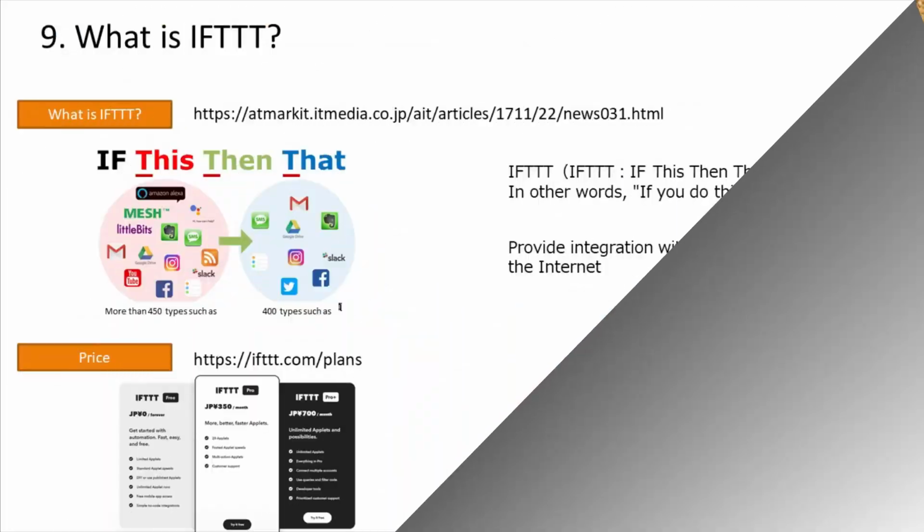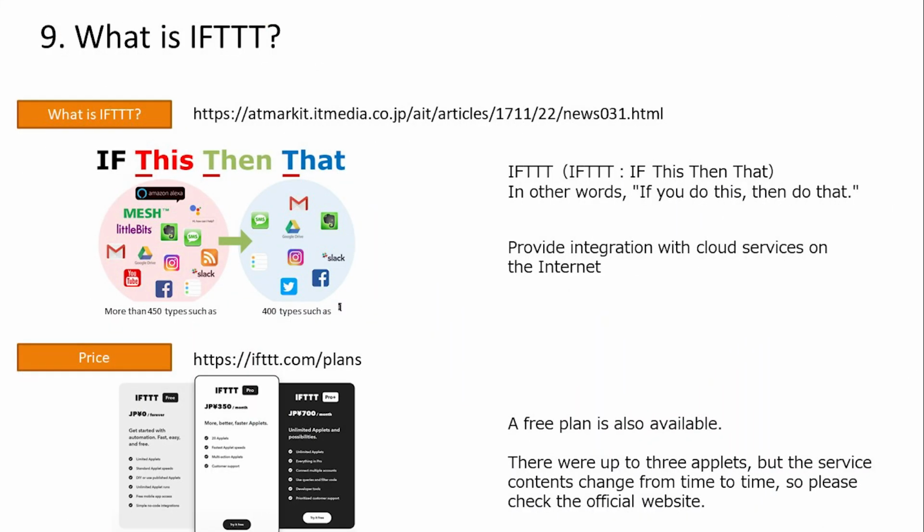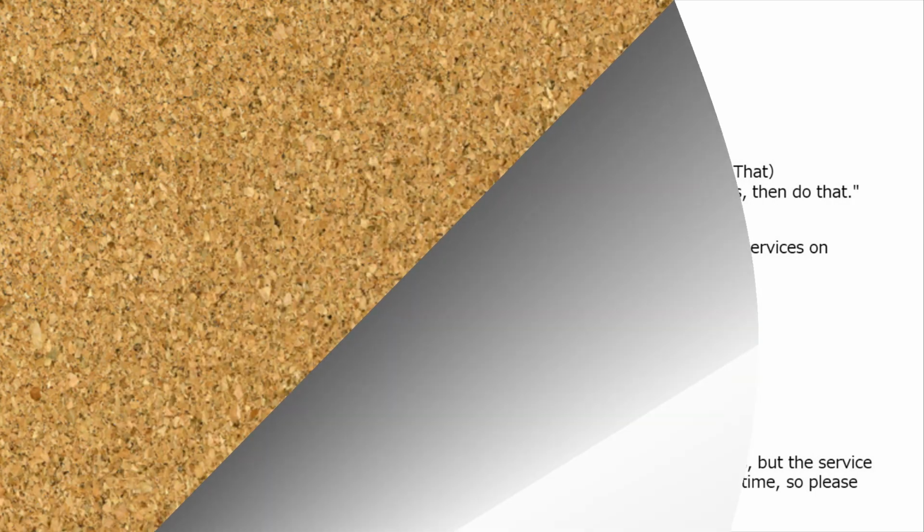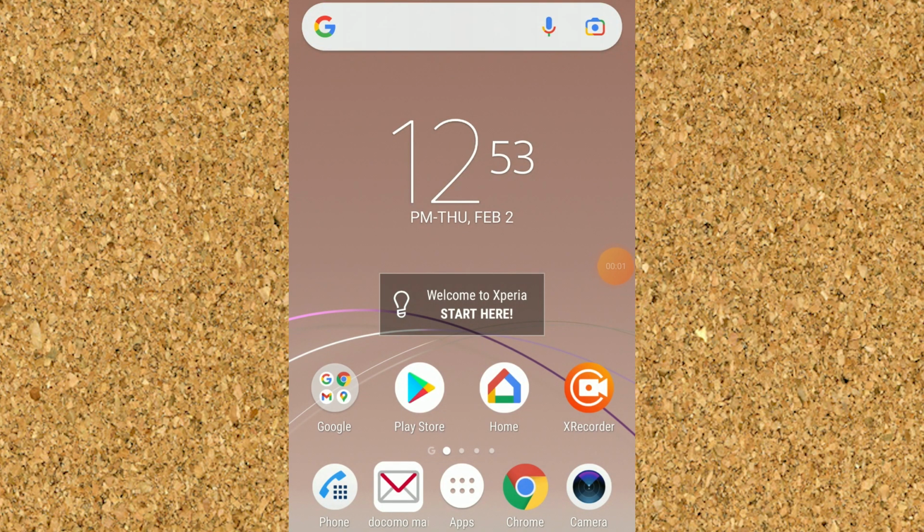I would like to understand IFTTT. IF stands for if this then that, which means if you do this, do that. It is a mechanism to provide cooperation of services on the internet. For example, when Gmail arrives, it is possible to link multiple services, such as posting to Instagram. You can use it for free, but I think you can have up to 3 connections called applets. However, IFTTT has changed many services so far, so please check the site from time to time. Now, let's actually use it to deepen our understanding.